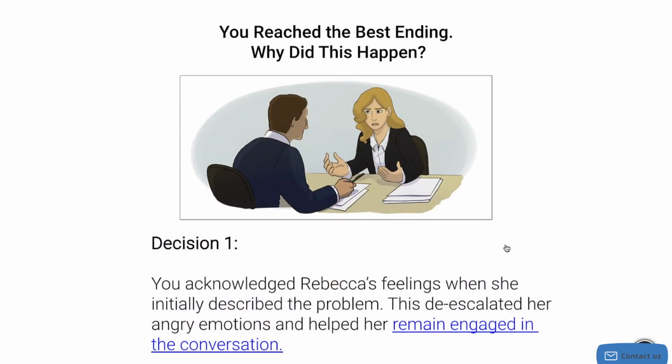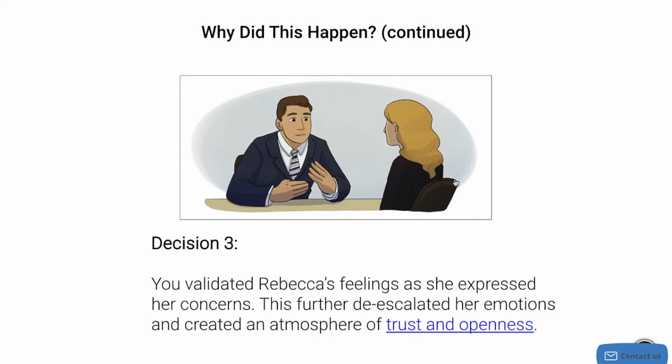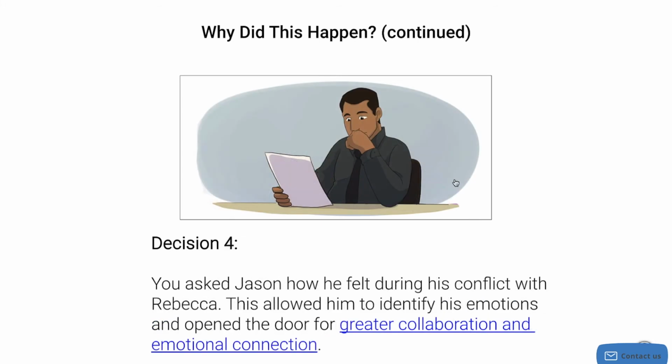And so now we're in a place where we can give constructive feedback. You've reached the best ending. Why did this happen? Underneath, we've got the picture that helps you remember what the decision was, and then a very brief description of what the decision was and what the effect was. So we're just going to tab through these. You've got decision 2, decision 3. In this case, there were 4 decisions that counted.